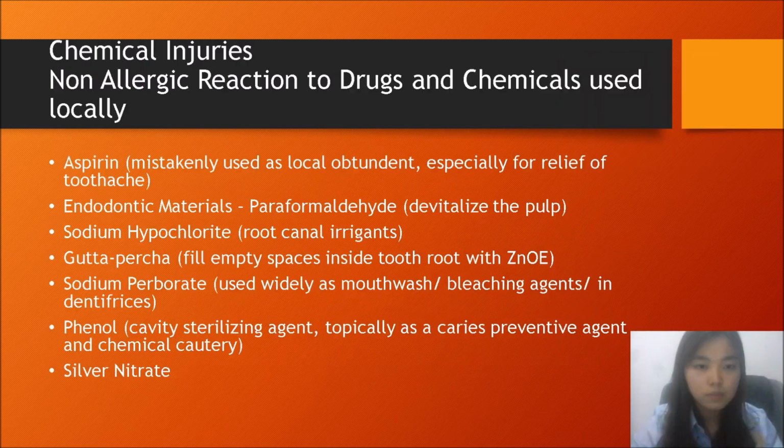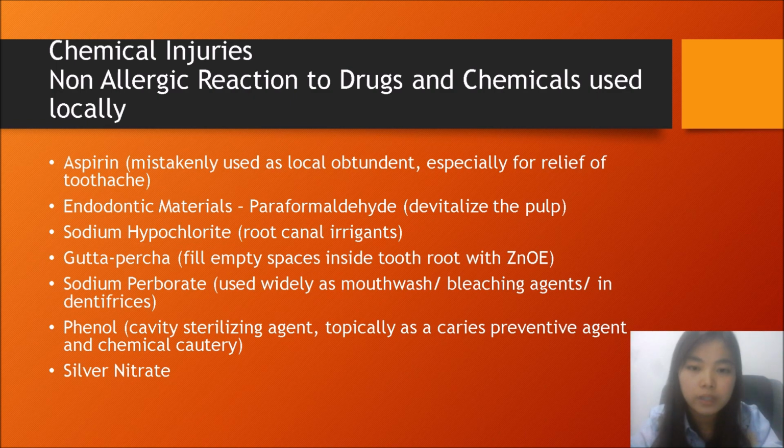Coming to the non-allergic reaction to drugs and chemicals locally, the first example is aspirin. Aspirin is a local obtundent, especially for relief of toothache. How you use it is by putting the aspirin tablet against the tooth and using the cheek and lip to hold it in position. After a few minutes, you will feel a burning sensation, and this might cause separation of the epithelium and frequent bleeding of the area.